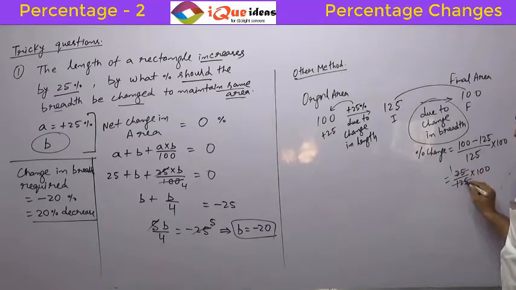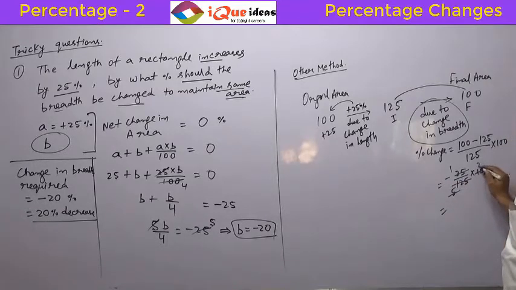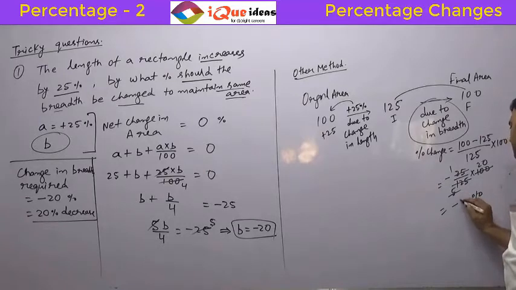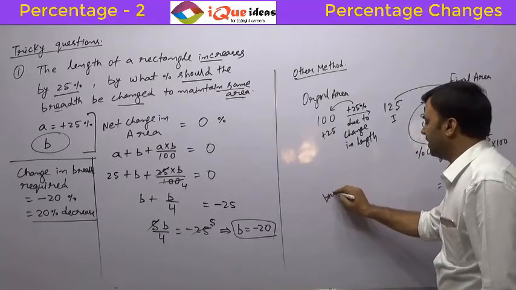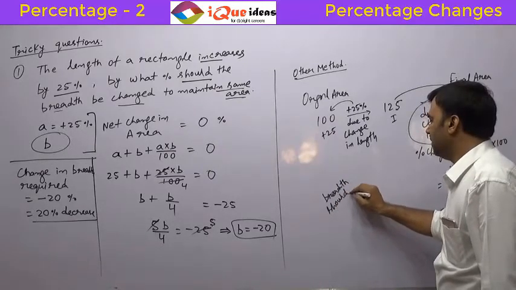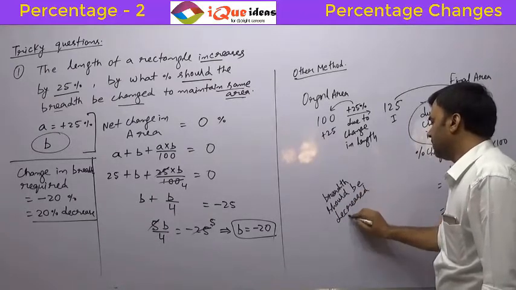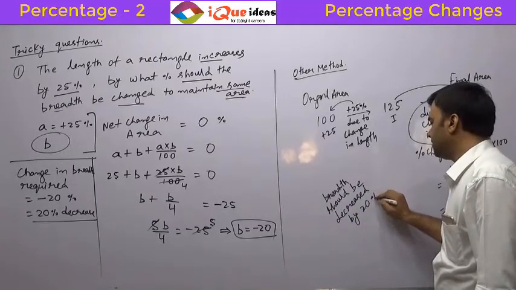Now 25 upon 125 is 1 by 5. It is minus sign. And 5 cancels 100 20 times. So it is minus 20%. So as we have already discussed, minus means decrease. So it is breadth to be decreased. Breadth should be decreased by 20%. Alright. So this was a good situation.